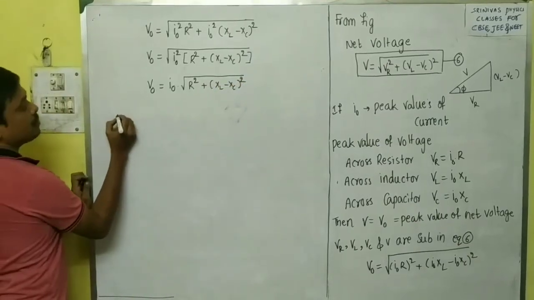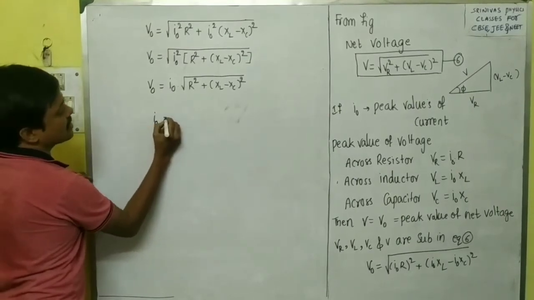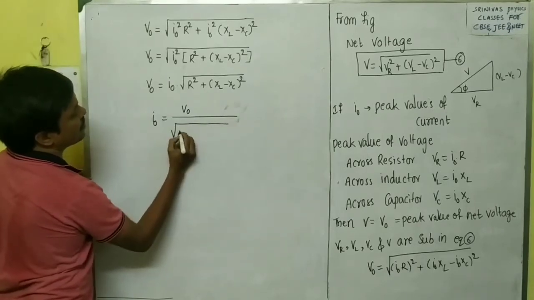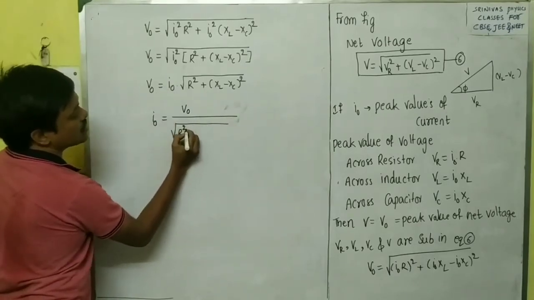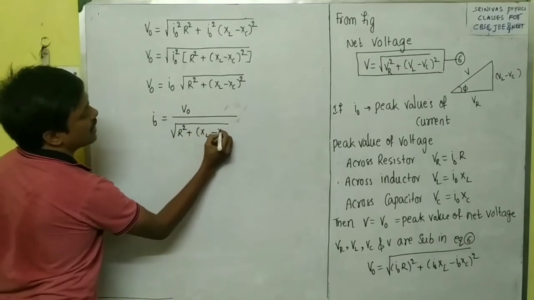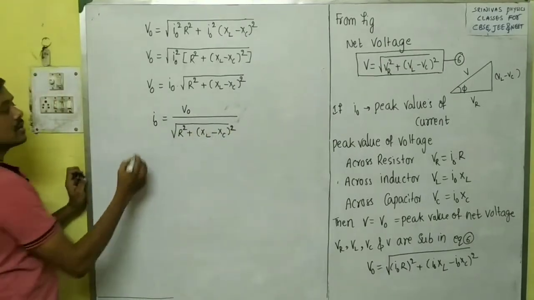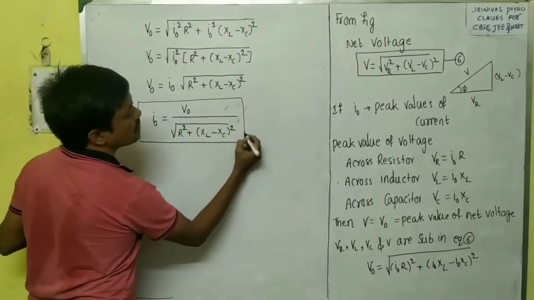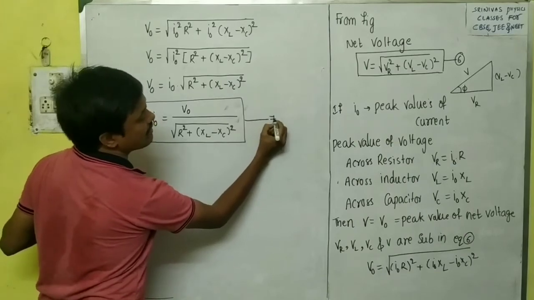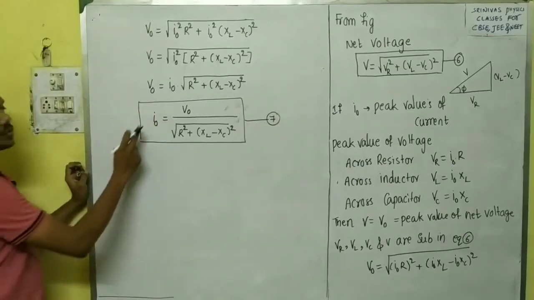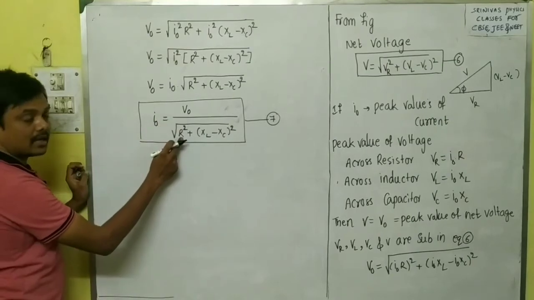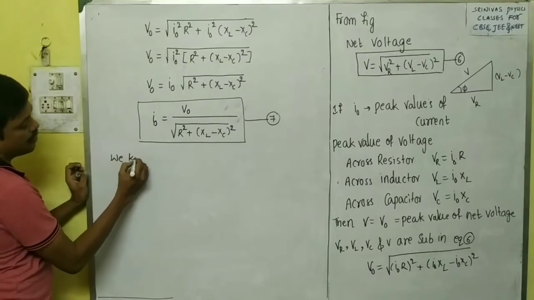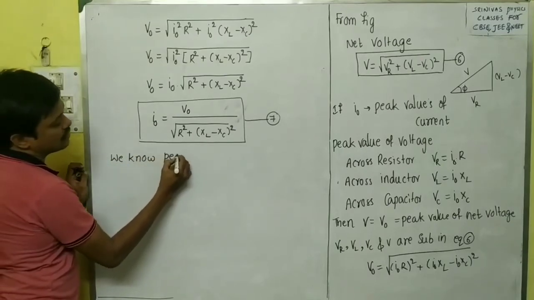From this, if you write the peak value of current equation, I naught is equal to V naught by the square root of R square plus XL minus XC whole square. This is a very important equation. This is equation 7. In this you see, the peak value of current equals the peak value of voltage divided by this.